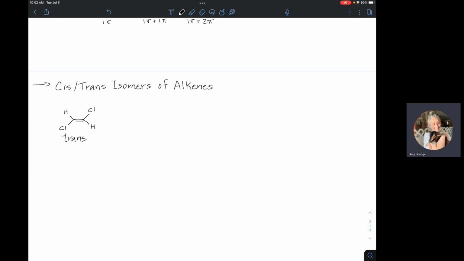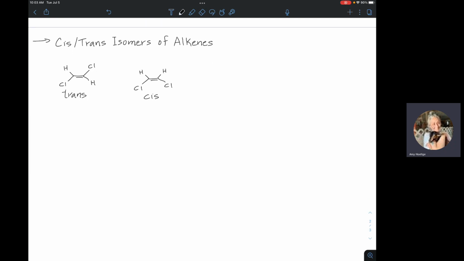Versus if we had a double bond and we have our chlorines on the same side, we have a cis configuration. And you might be sitting there going, well, who cares, right? Well, actually, this affects certain physical properties. It also can affect the chemistry that we can do on a double bond. The outcome of the chemistry we do on the double bond is affected by what this molecule actually looks like and how it's put together.